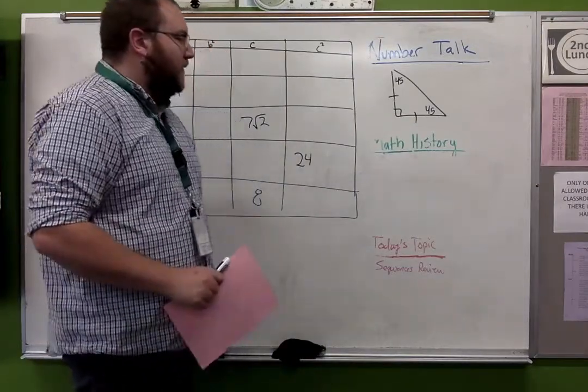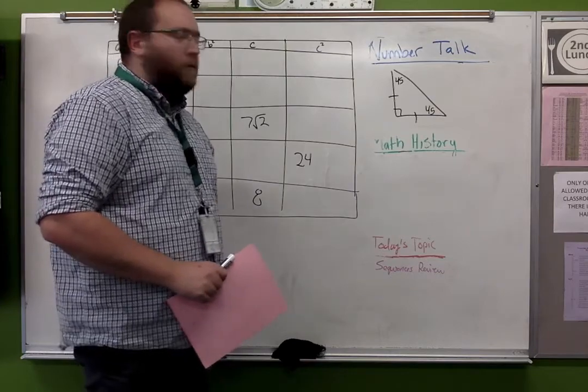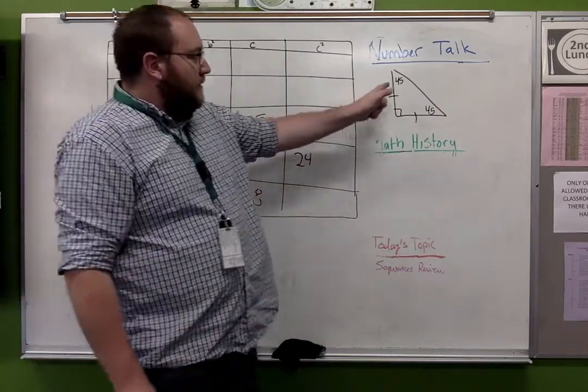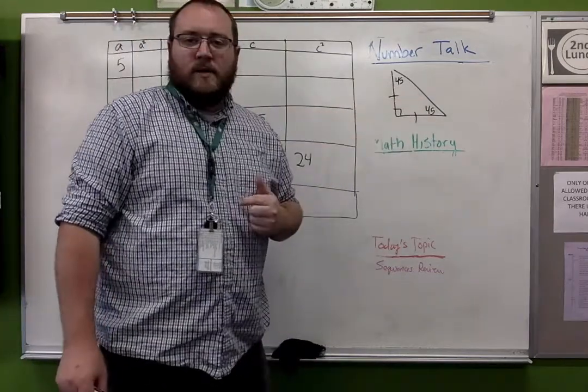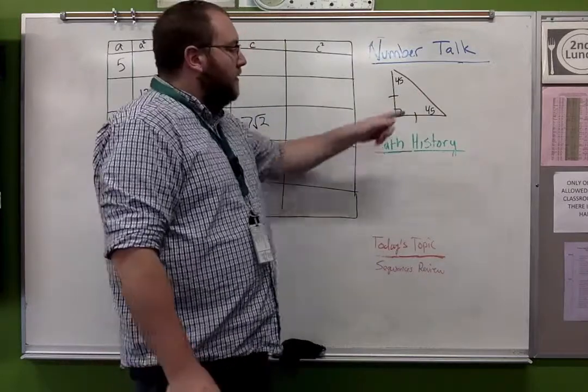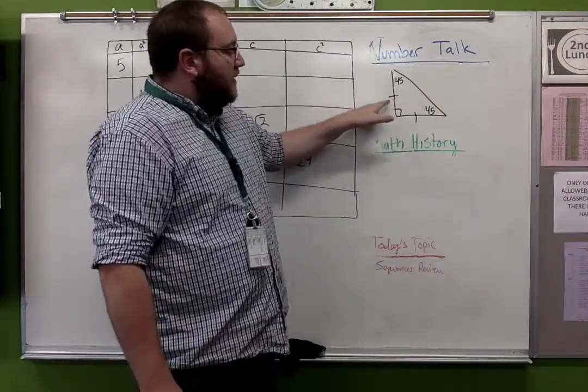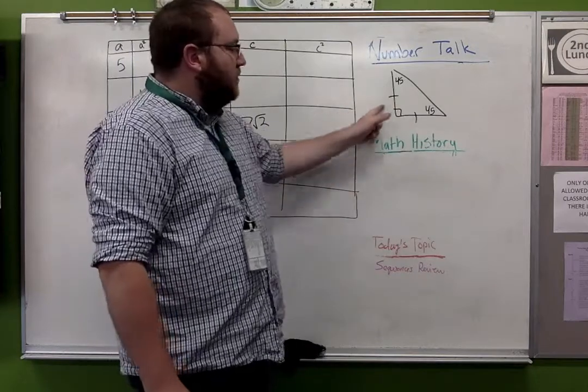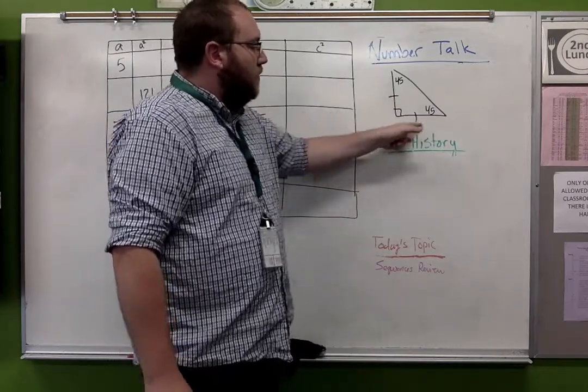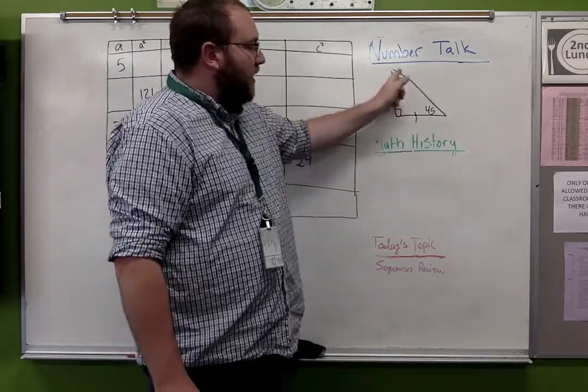So 45, 45, 90. Now remember on a 45, 45, 90, these two base angles are the same. Right? They're congruent. Base angle theorem, that means opposite sides are congruent. So this is an isosceles triangle. So the two legs here are equal in measure, equal in length, and then we have a hypotenuse.